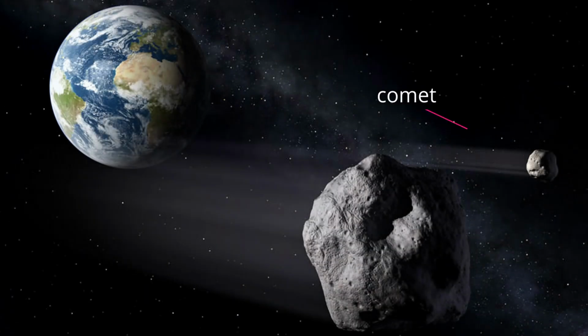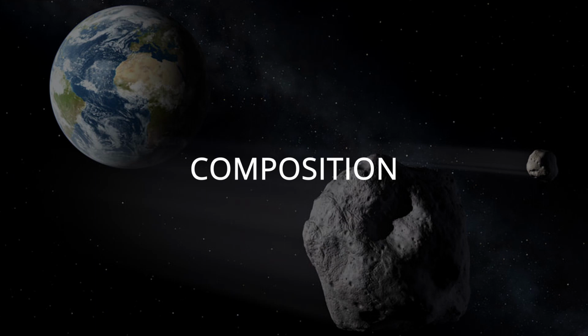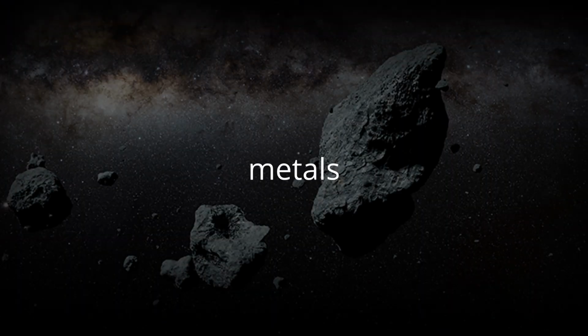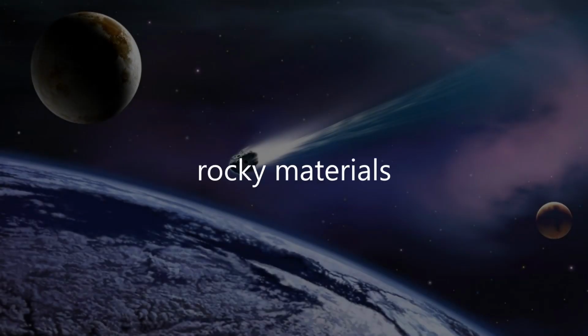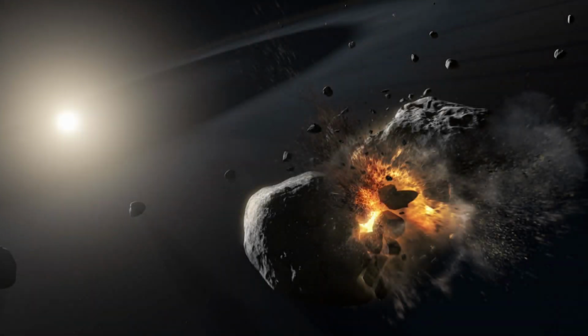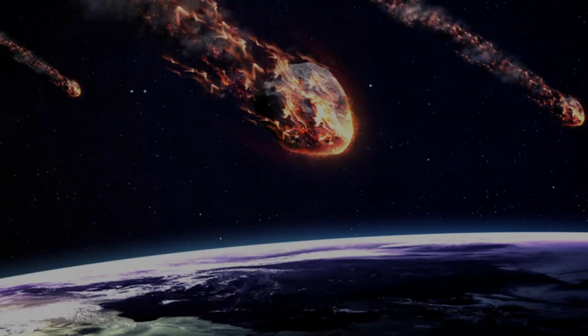The main difference between an asteroid and a comet is their composition. Asteroids are made up of metals and rocky materials, while comets are made up of ice, dust, and rocky materials. Sometimes asteroids can collide with each other. This causes small pieces of asteroids to break off. These small pieces are known as meteoroids. Meteoroids can come from comets as well.